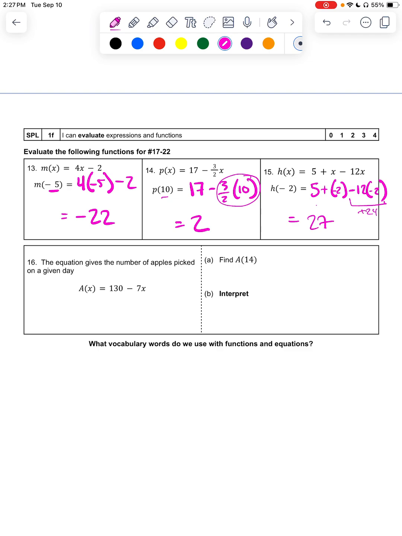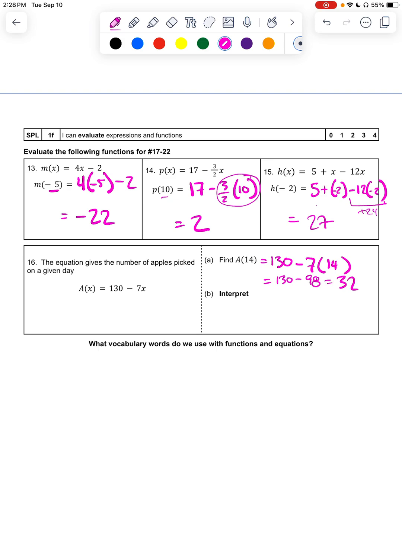All right, for number 16, we're going to replace x. We have 130, that's a constant, minus 7, that's a coefficient, and where x was, put parentheses, and in those parentheses I'm going to put 14. Okay, that's 130 minus 7 times 14. 7 times 10 is 70, and 7 times 4 is 28, so 98, that's 32.